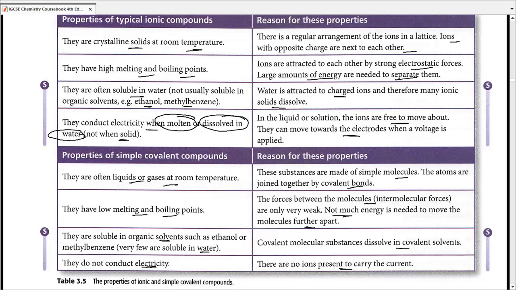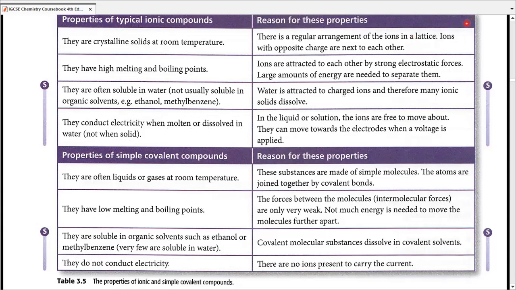I hope you're clear with all the differences. Are you? Yes, sir. Good. I'm going to clear all of this up.